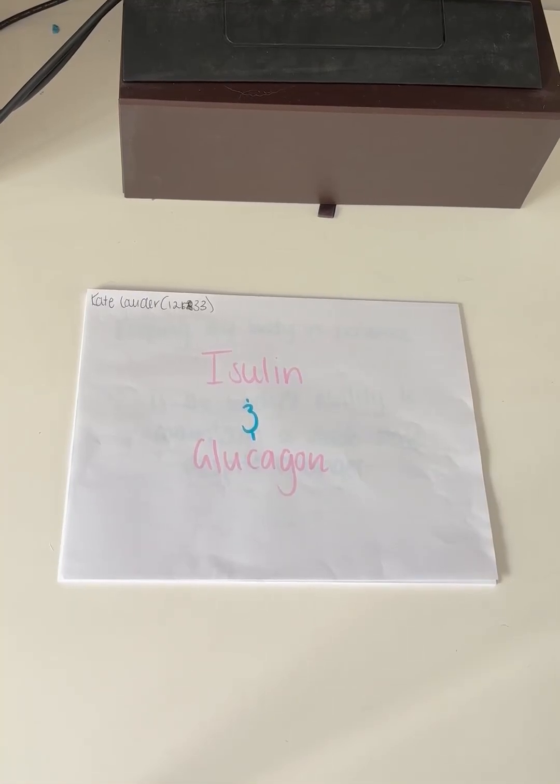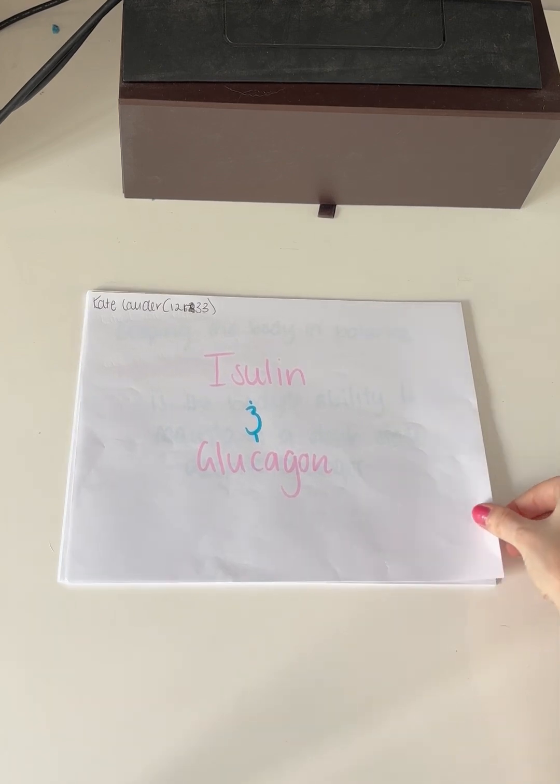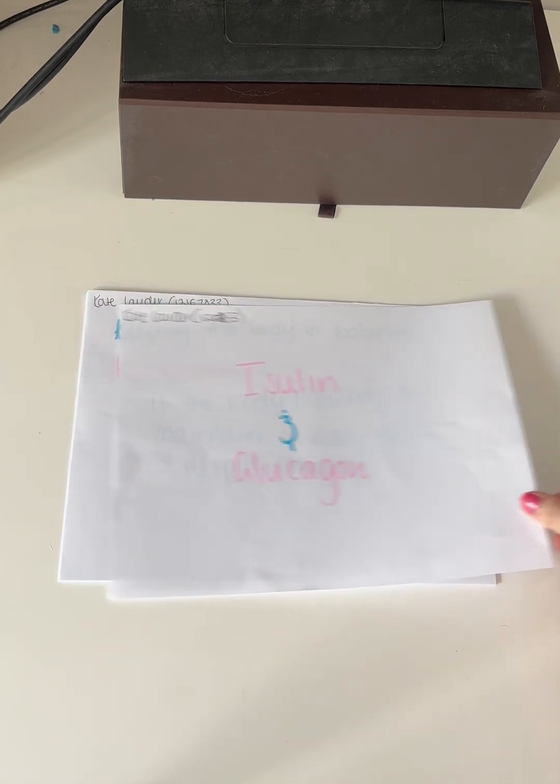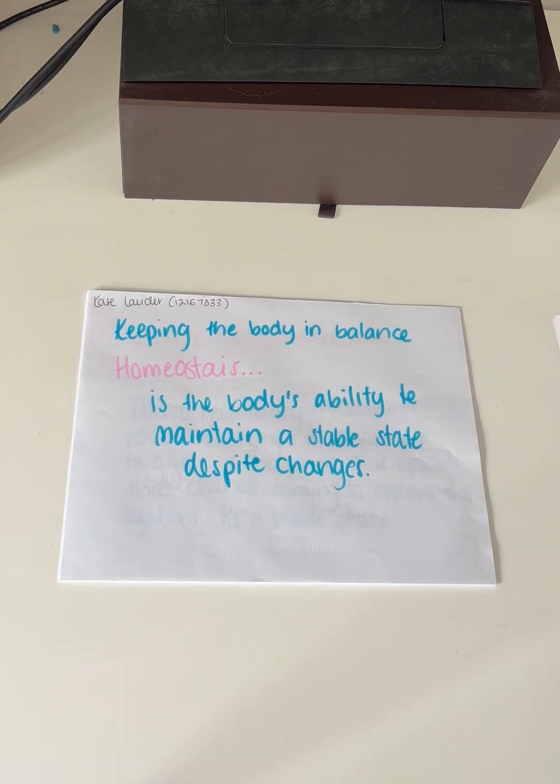There is a difficult concept to learn within this lesson, and that's talking about insulin and glucagon and how negative feedbacks work to keep your body stable, and that is talking about homeostasis. So what is homeostasis and how does it work? So it's keeping the body in balance. It is the body's ability to maintain a stable state despite changes.